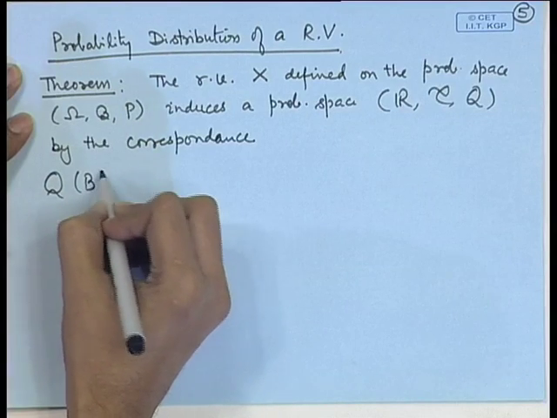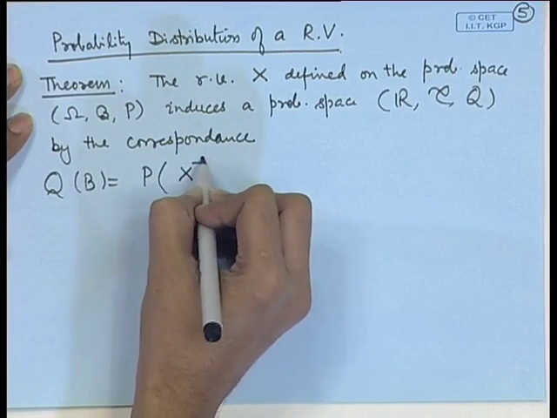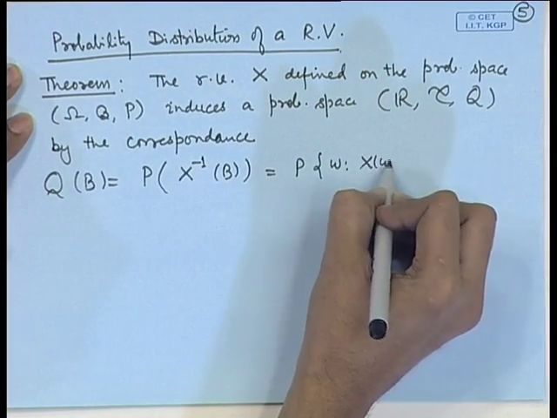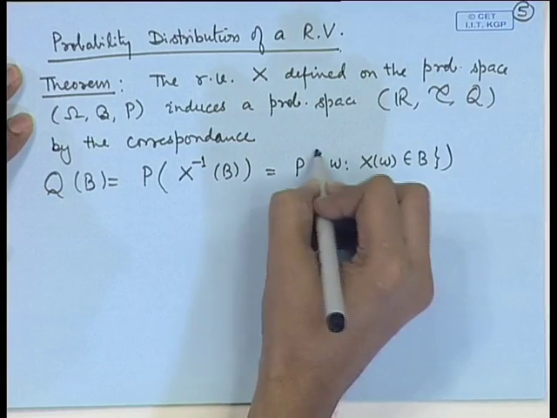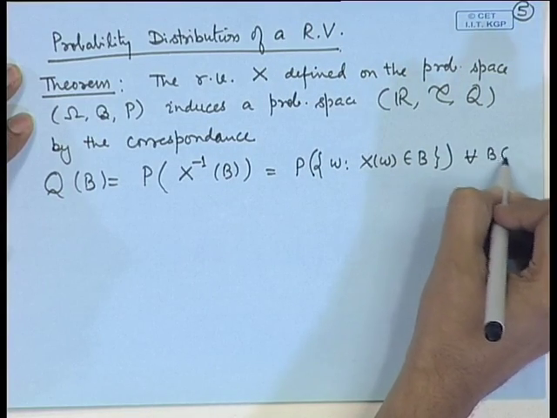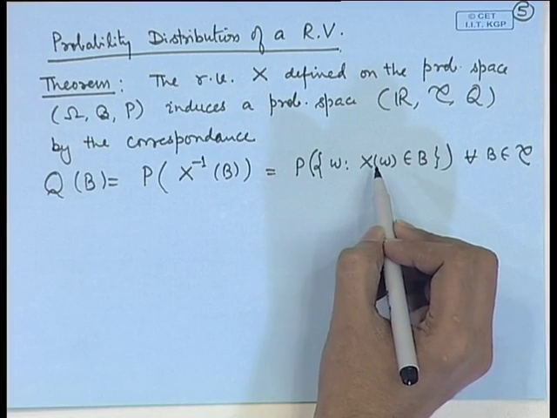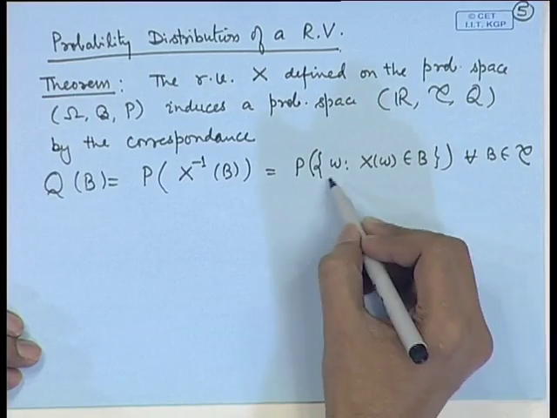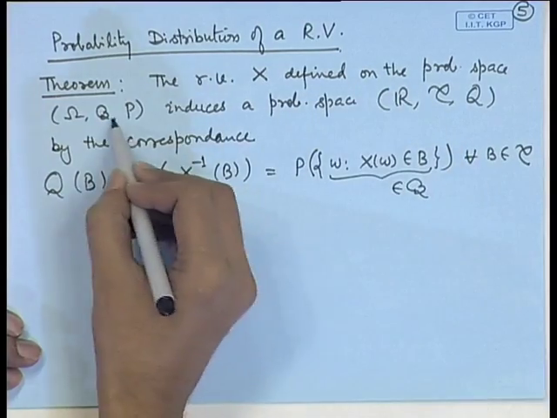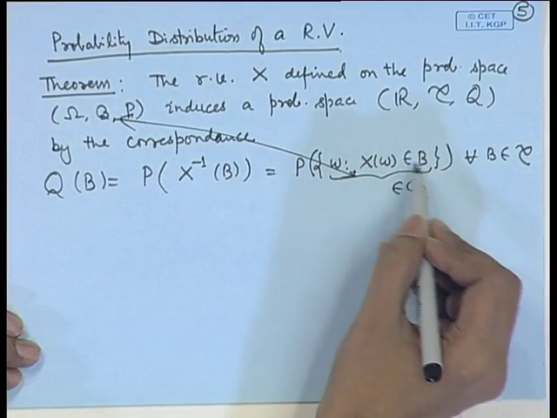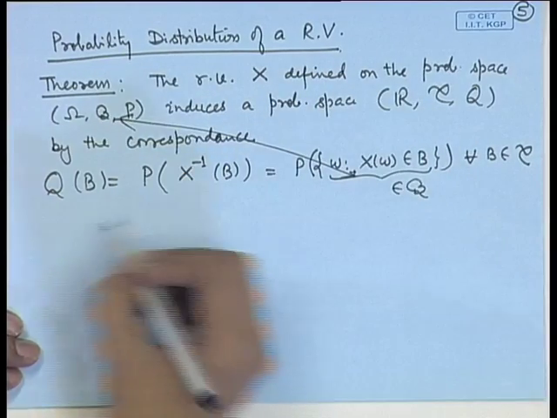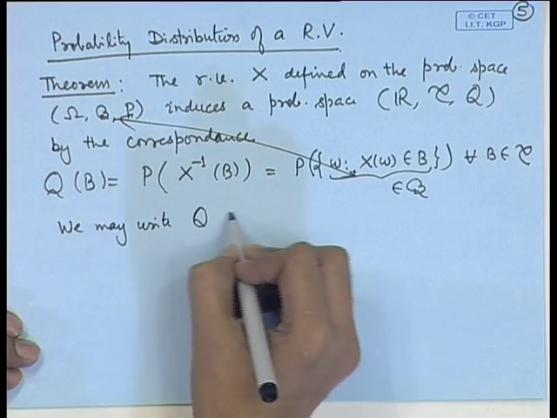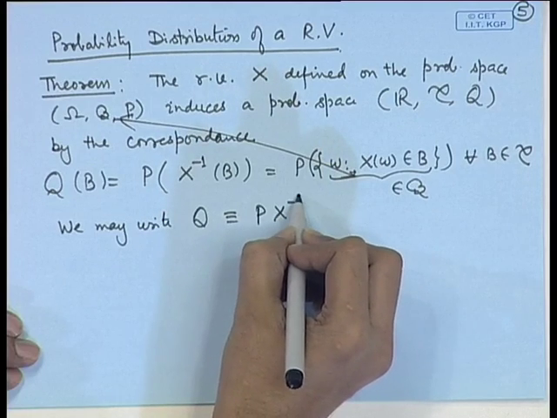Q(B) is equal to probability of X inverse B, which is equal to the probability that the random variable takes values in the set B, for all B belonging to C. Since X is a measurable function, this set belongs to script B, and therefore this probability is well defined. We may write Q as P X inverse.